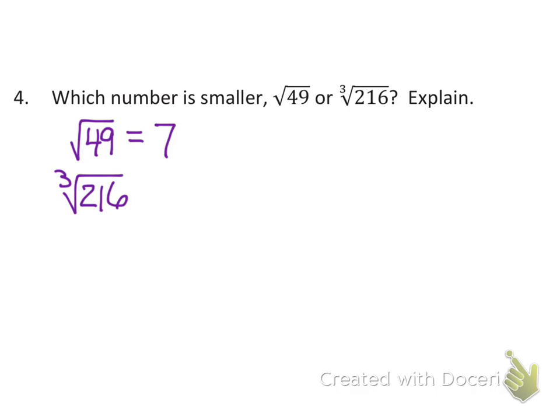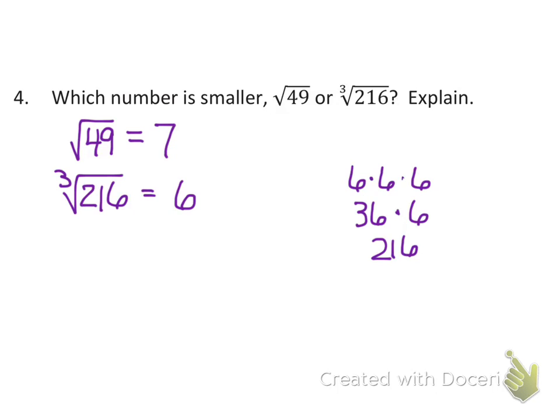So if you remember your cube roots, which we don't work on as much, 6 times 6 times 6 is equal to 36 times 6, which is 216. Okay, so the cube root of 216 is 6.